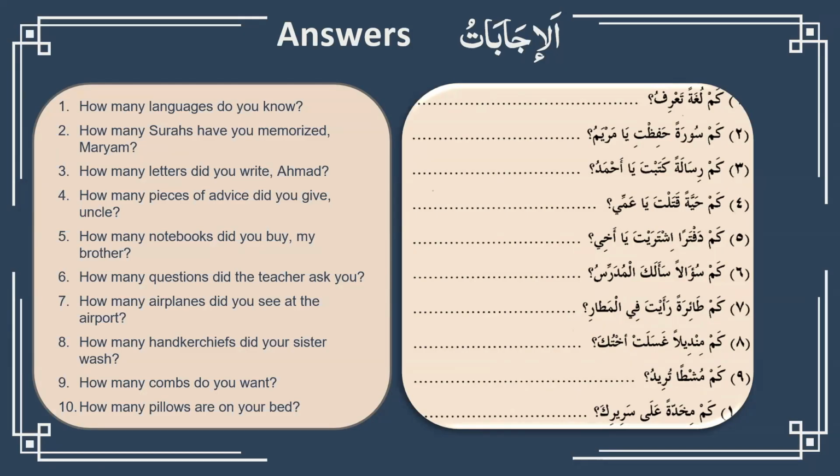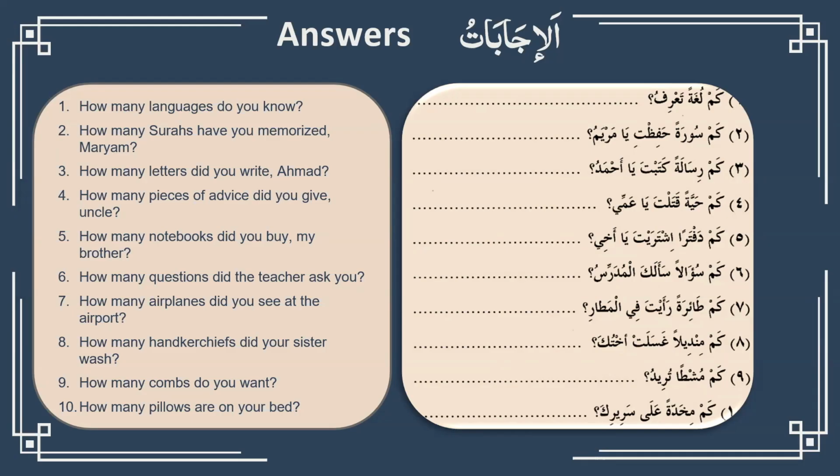The first one: how many languages do you know? You can say, I know 2 languages. Arifu lugatain. Very good. Sorry, lugatain. It's very confusing, because for the dual, sometimes it's lugatain, sometimes it will be lugatan. So that will be difficult, which is okay.